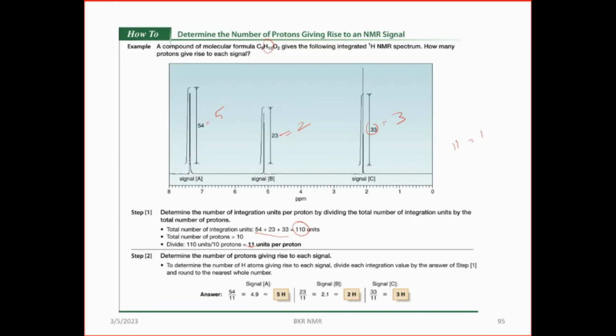So this signal corresponds to 5 hydrogens. This signal corresponds to 2 hydrogens. This signal corresponds to 3 hydrogens. That is a signal at 2.1 delta. It is having 3 hydrogens like that.